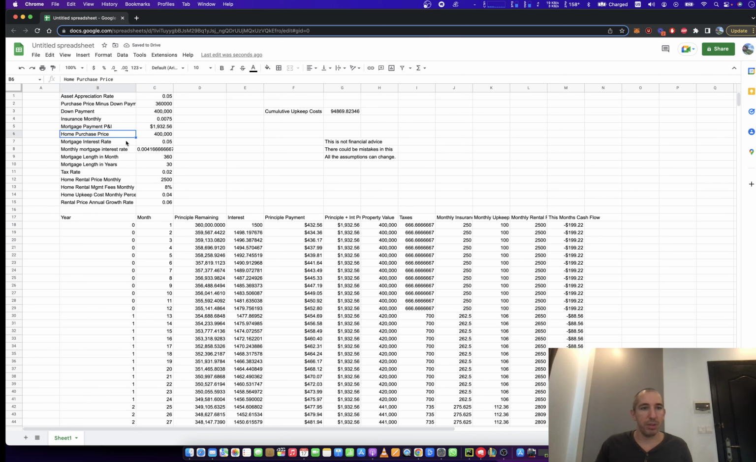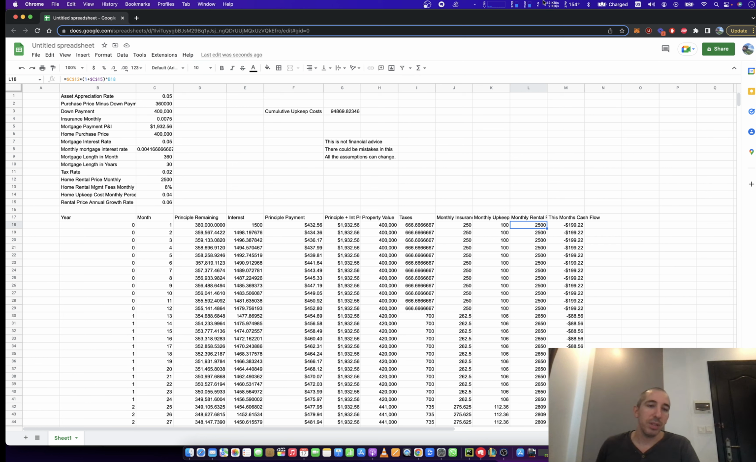Purchase price $400,000. Mortgage interest rate 5%. Monthly mortgage interest rate, just that divided by 12. Number of payments, number of years, tax rate 2% annually. What you could rent it for. Right, so here's the beauty, where this really shines, rather, I don't know if you can make money from it or what, is that this home rental price started at $2,500. Where is that? It's right here.